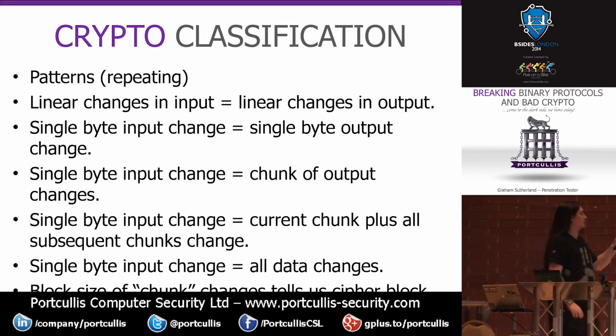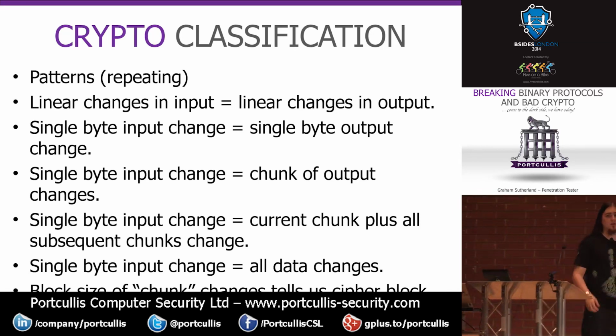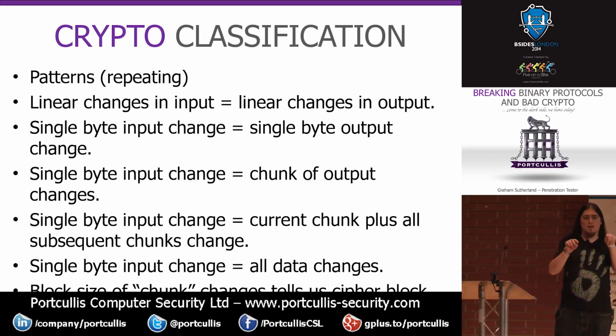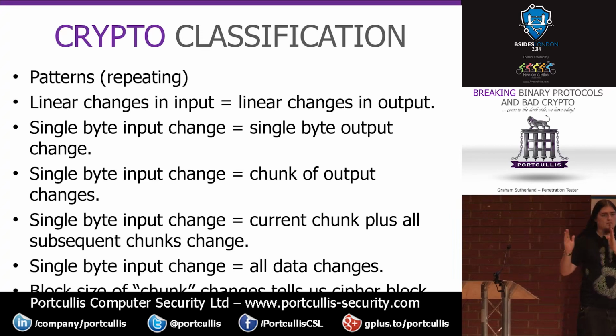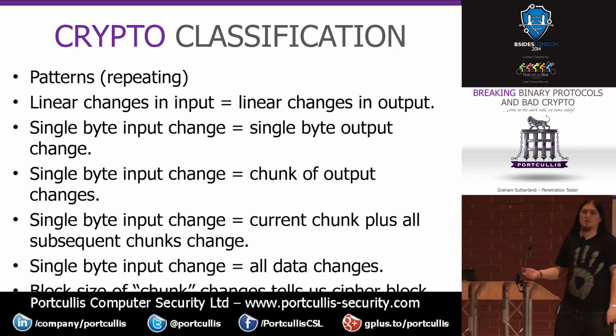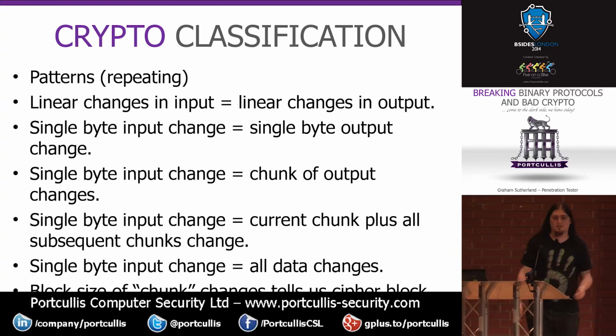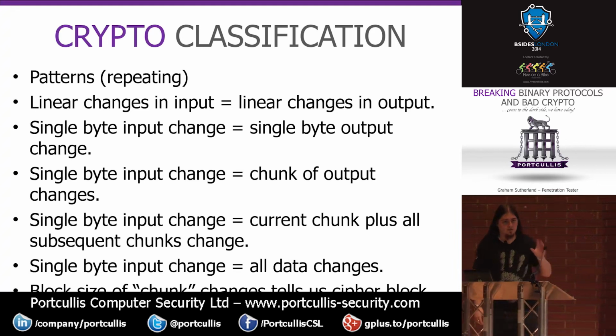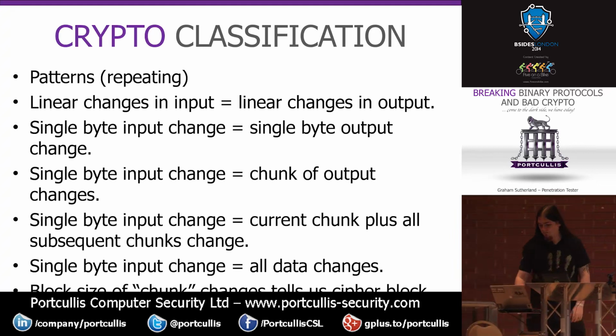And the final thing there is the block size of the chunk. So if you flip one bit and a whole block changes, by working out how much data changed, you can see the block size, which means you can narrow that down to, okay, how many block ciphers do I know that have a 64-bit block size or a 128-bit block size? So then you can start to work out maybe they're using AES, maybe they're using Blowfish, maybe they're using DES. You can start to work out what's going on.